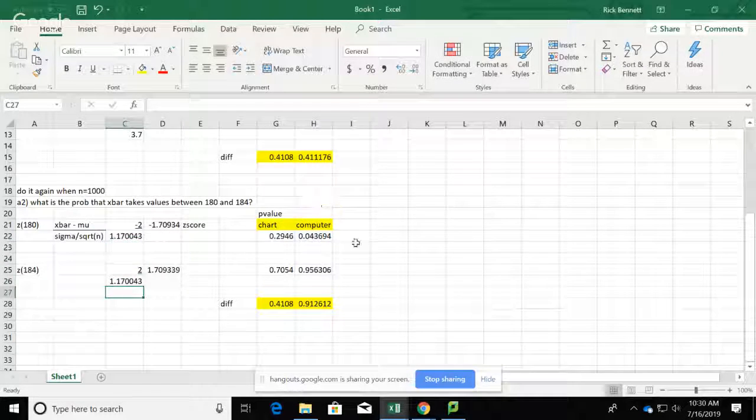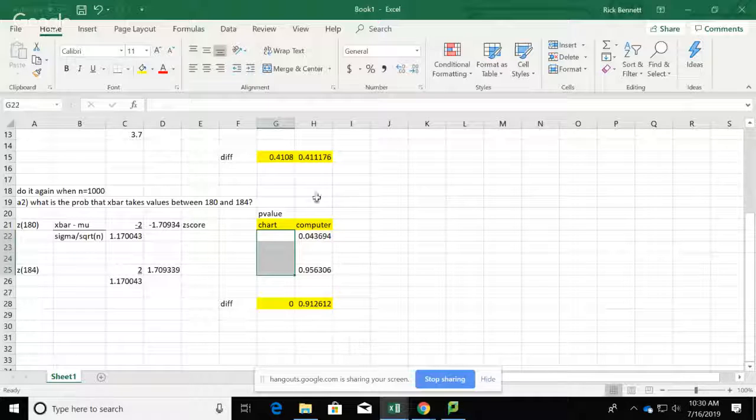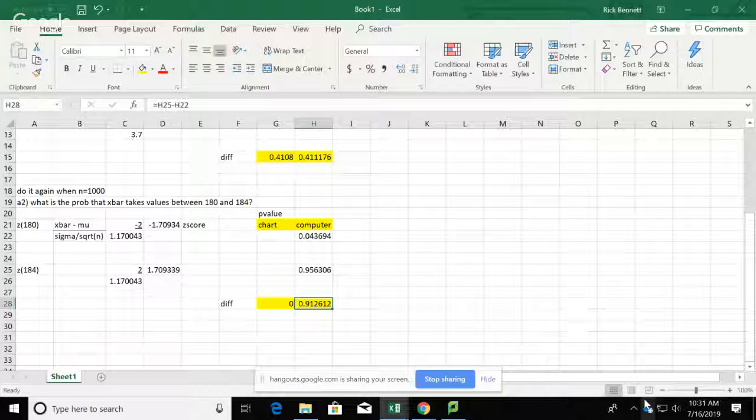Okay, so the first time I got z-scores of negative 0.54 and positive 0.54, and now I got negative 1.7 and positive 1.7. Okay, so you can see that this is expanded bigger, right? Yep. Okay, now the chart values are wrong, but the computer values are correct. So we went from 0.411 to 0.9126. It's a big difference, right? Went from 41% to 92%. Okay. Does that make sense?